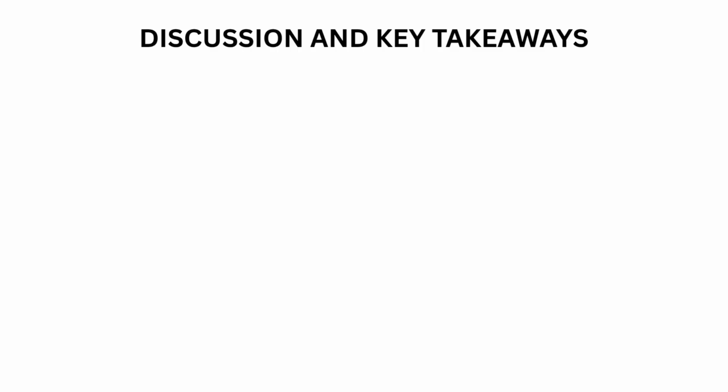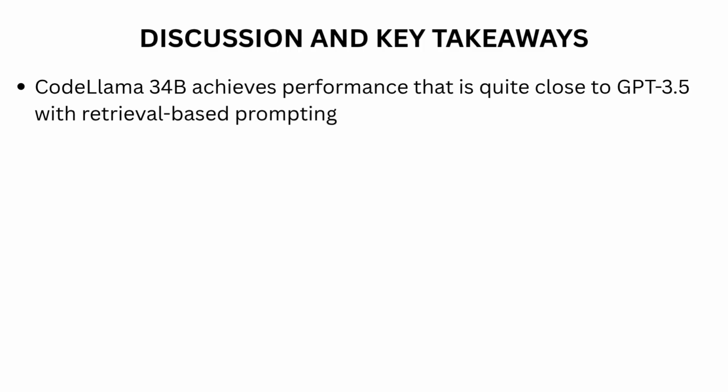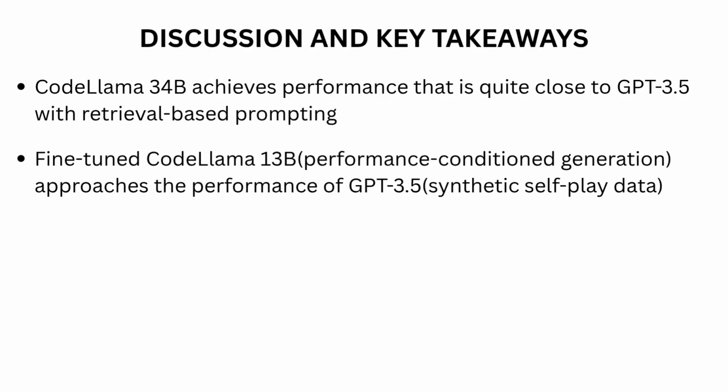The first takeaway is that open source models can be surprisingly competitive with proprietary models when the right adaptation techniques are used. For example, CodeLlama 34B with retrieval-based prompting achieves performance that is quite close to GPT 3.5 using the same strategy. Similarly, a fine-tuned CodeLlama 13B with performance condition generation approaches the performance of GPT 3.5 trained with synthetic self-play data. The author suggests that applying these techniques to a larger CodeLlama model could narrow the gap even further.